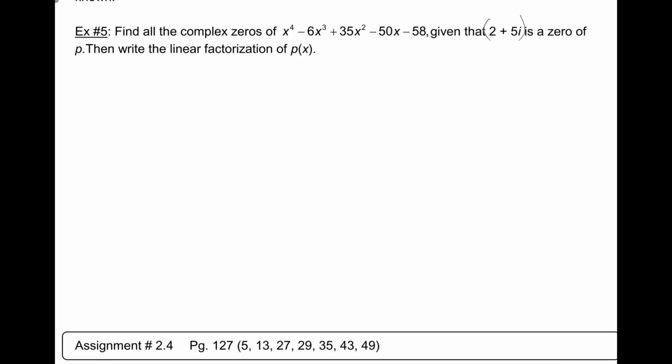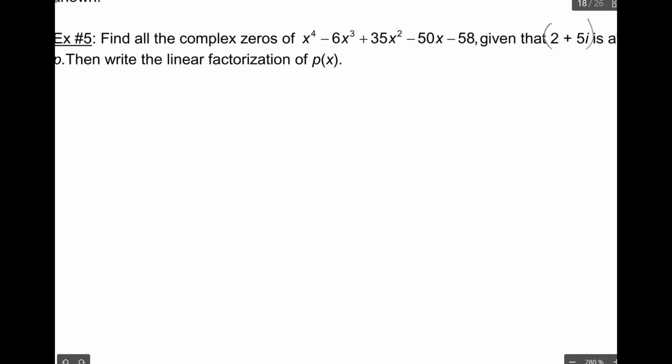Right. Then write the linear factorization of p of x. Alright, not gonna lie, this one is a challenge, but it's the last one that we're going to do for 2.4, so super pumped about that.